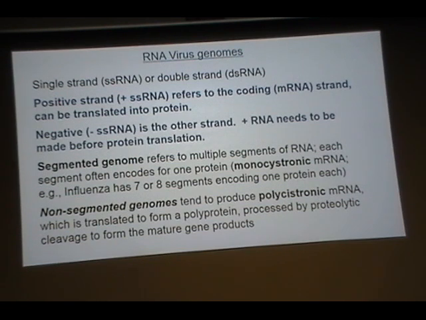And of course, some of them are segmented. This refers to genes on the RNA which appear in segments. So there may be 3 segments, there may be 9 segments, just depending on what virus we're talking about. Not all viruses have segmented genomes, just some do. And each segment generally encodes for one protein, and that's why it's called monocistronic RNA. Whereas non-segmented genomes tend to produce polycistronic mRNAs or a polyprotein that can be cleaved into multiple proteins.